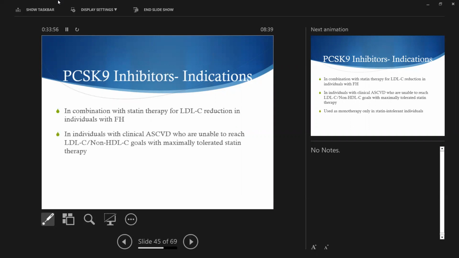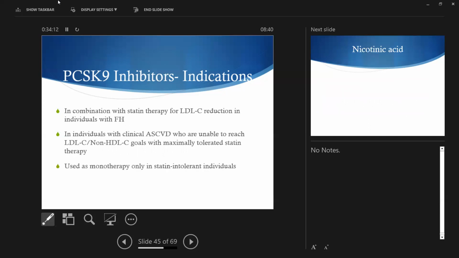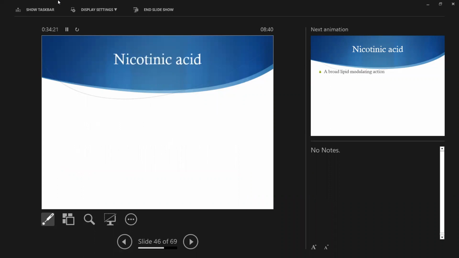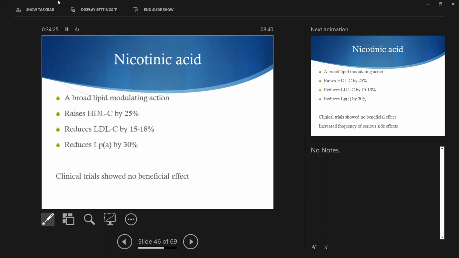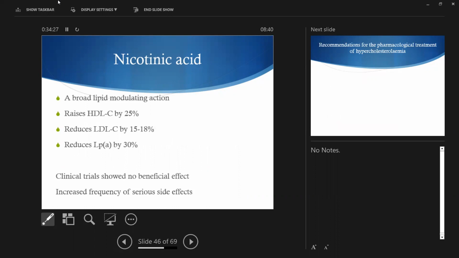And in individuals with other cardiovascular disease who are unable to reach LDL or non-HDL goals with the maximum tolerated statin plus ezetimibe, we can give these agents as an add-on to statin plus ezetimibe, or in patients who are intolerant to statin, either allergic or with significant side effects, muscle side effects, to statin. As a monotherapy, you can use these agents. Nicotinic acid, even though it was popular long ago, is now not being used because of major side effects.